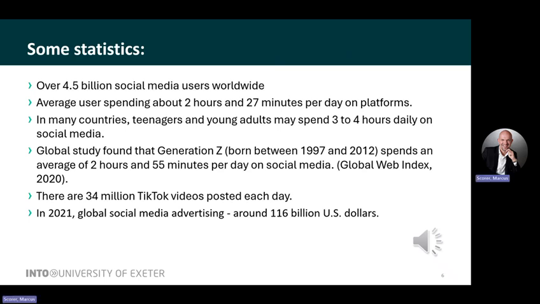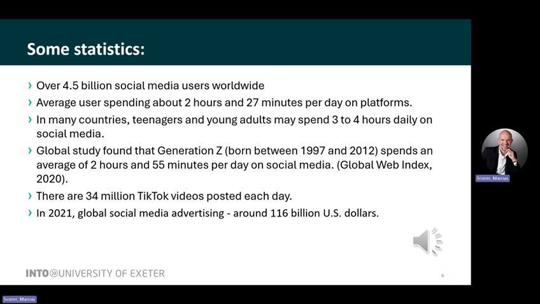According to recent global statistics, there are over 4.5 billion social media users worldwide, with an average user spending about 2 hours and 27 minutes per day on these platforms. Among young people, these figures are even higher. In many countries, it's not uncommon for teenagers and young adults to spend 3 to 4 hours daily on social media. A global study found that Generation Z, those born between 1997 and 2012, spend an average of 2 hours and 55 minutes per day on social media. However, this can vary significantly between individuals and cultures.